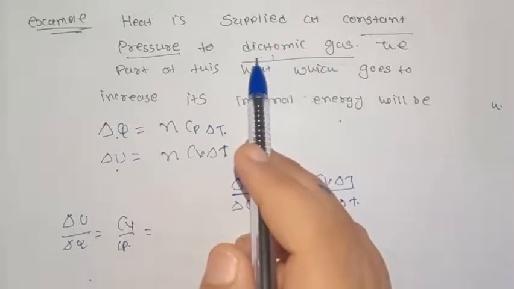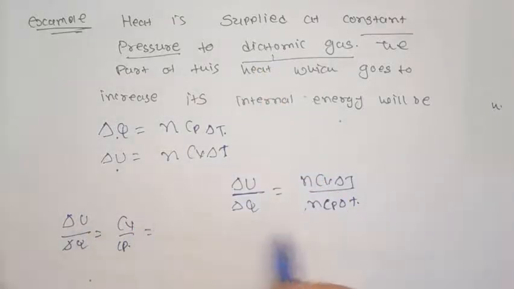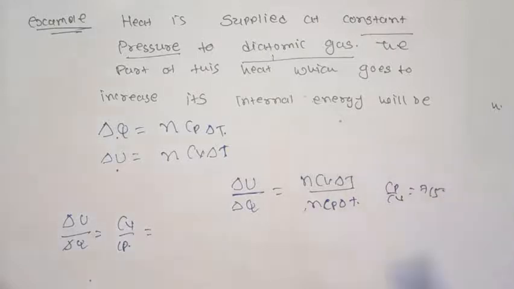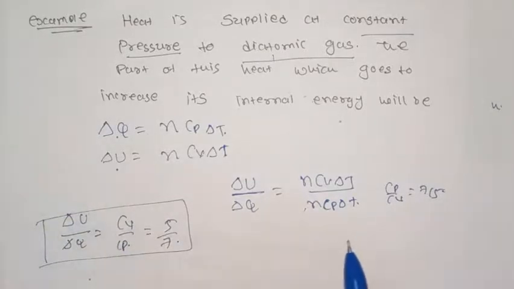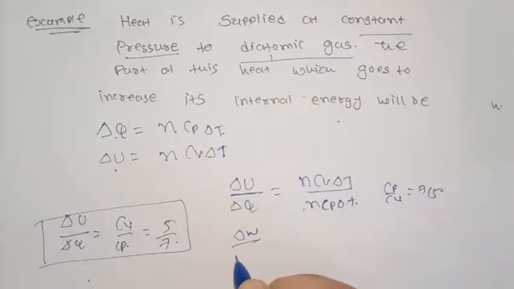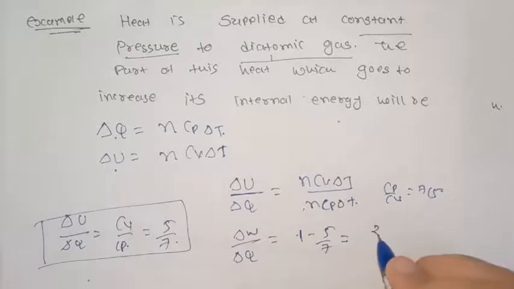As this is a diatomic gas, for diatomic gas, Cp by Cv is equal to 7 by 5. So Cv by Cp will be equal to 5 by 7. If we have been asked the part of heat that goes into work done, then we would find 1 minus delta U upon delta Q, that will be equal to 1 minus 5 by 7, that will be equal to 2 by 7.